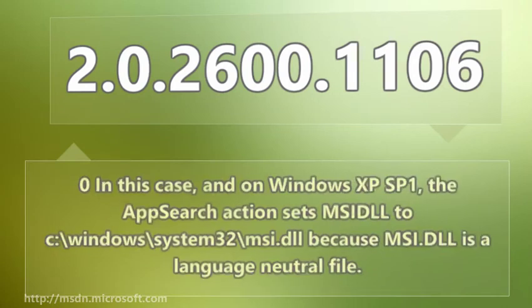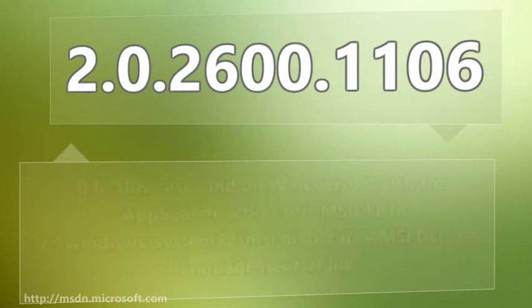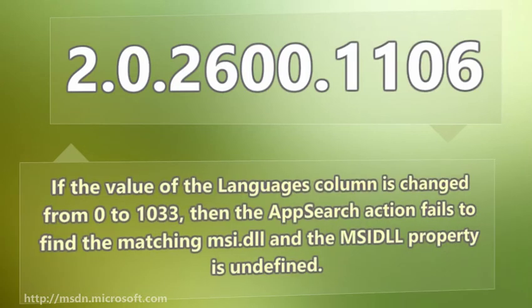In this case, on Windows XP SP1, the AppSearch action sets MSIDLL to C:\Windows\System32\MSI.dll, because MSI.dll is a language-neutral file. If the value of the Languages column is changed from 0 to 1033, then the AppSearch action fails to find the matching MSI.dll and the MSIDLL property is undefined.